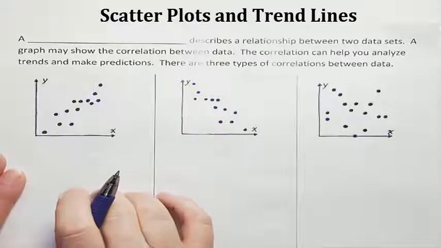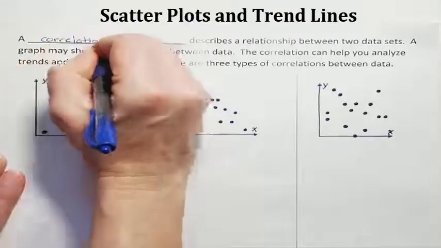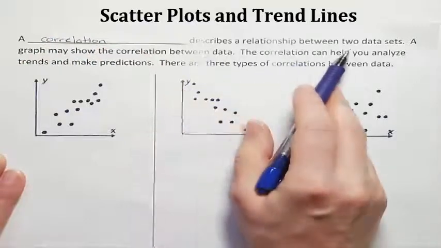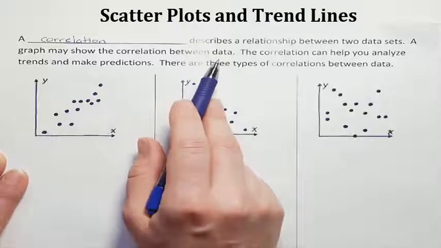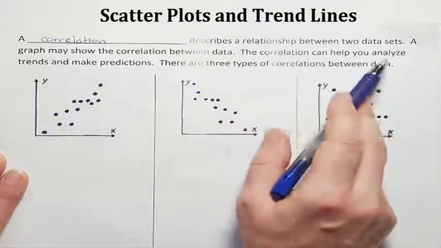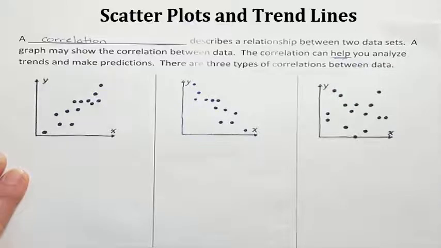So now we have another definition we need to look at. We have a correlation, and that describes a relationship between 2 data sets. So a graph may show a correlation between data. The correlation can help you analyze trends and predictions. The key word is that it helps. So there's 3 different types of correlation that you could have.